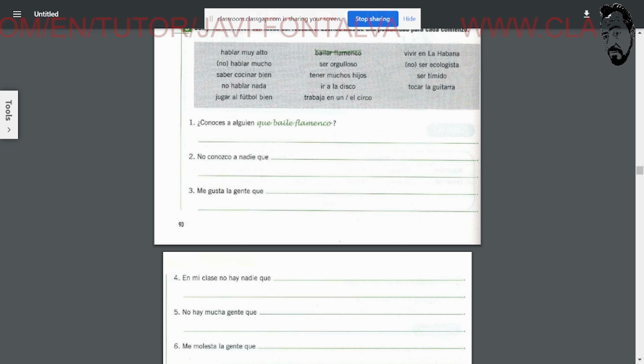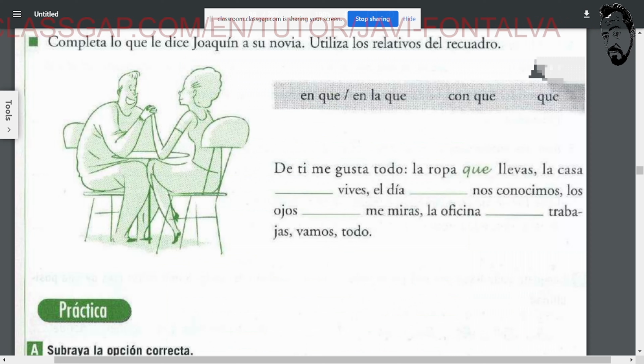La oficina que trabajas. I'm talking about place, so I cannot say que. I have to say en que, or en la que, or donde. So this is a location. So then, la oficina en que trabajas, vamos, todo.